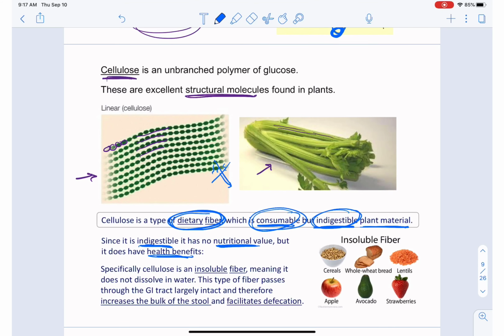And there's two types of dietary fiber, and cellulose is one of those. It's what we call insoluble fiber. And an insoluble fiber means that it does not dissolve in water. And so as it passes down the digestive tract, it's not dissolving in water. And so insoluble fiber passes through the GI tract, the gastrointestinal tract, largely intact. And what it does is it increases the bulk of the stool and it facilitates defecation. And so there are health advantages to that, to increasing the bulk of the stool and actually helping you defecate.